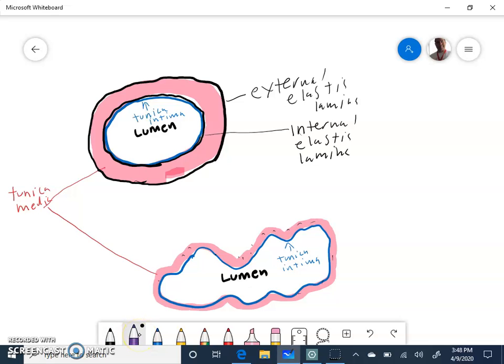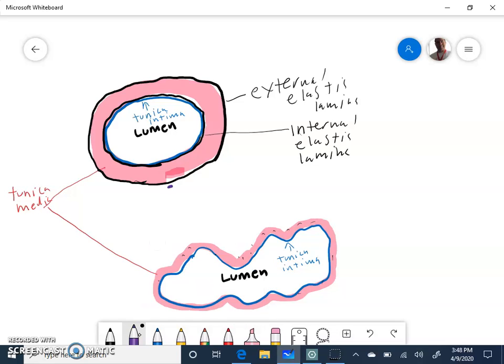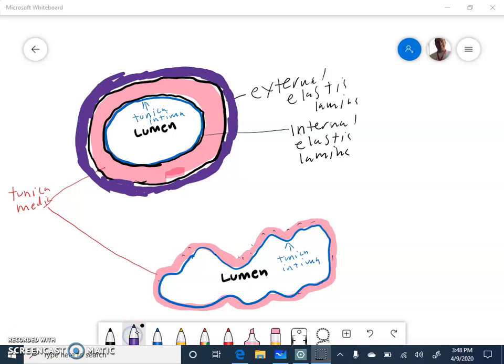Now, they're both surrounded by connective tissue. That's basically holding it together. And the artery tends to have more of this elastic tissue. So let's do a lot of it for the artery. Less for the vein. The vein's not under high pressure, so it doesn't need as much tissue surrounding it. And this is the tunica externa.